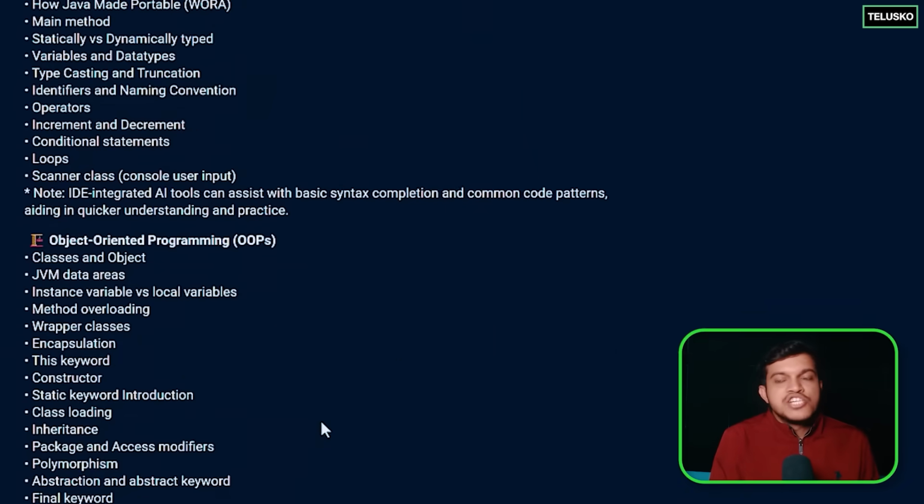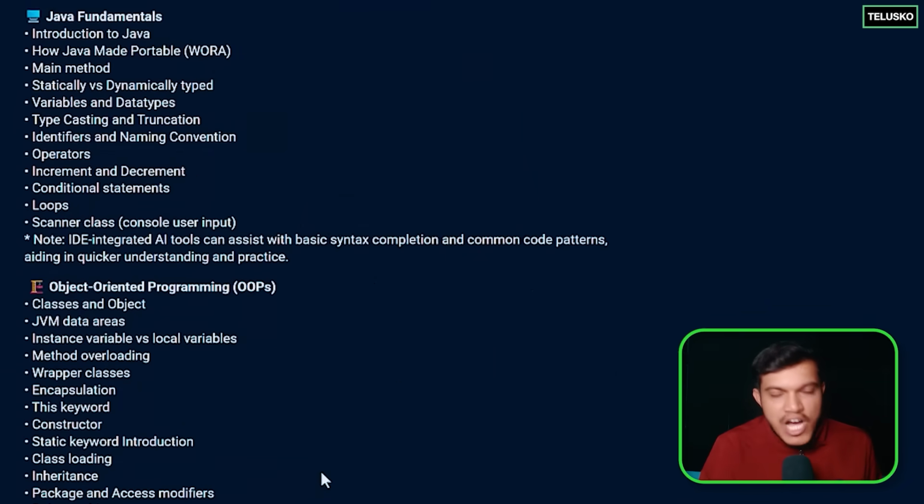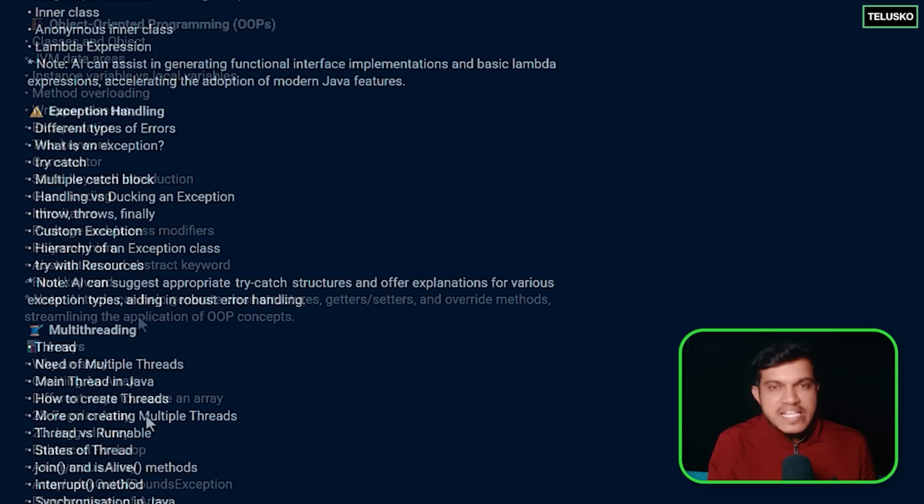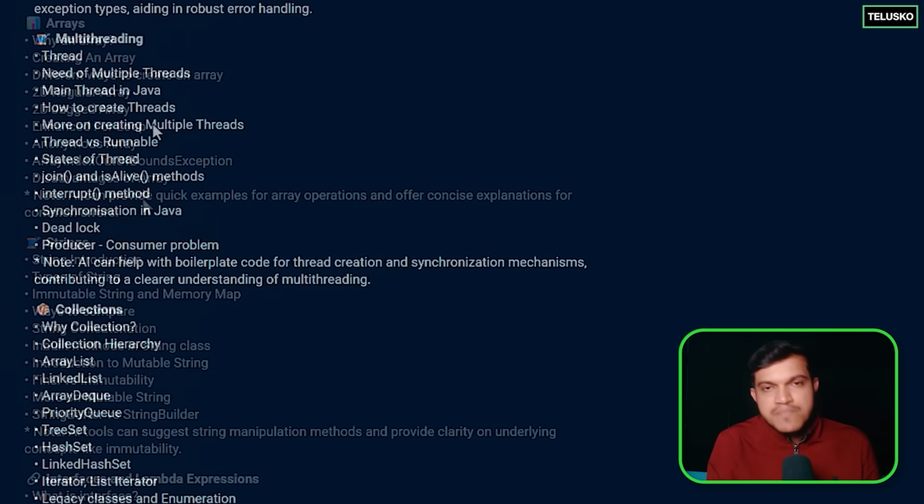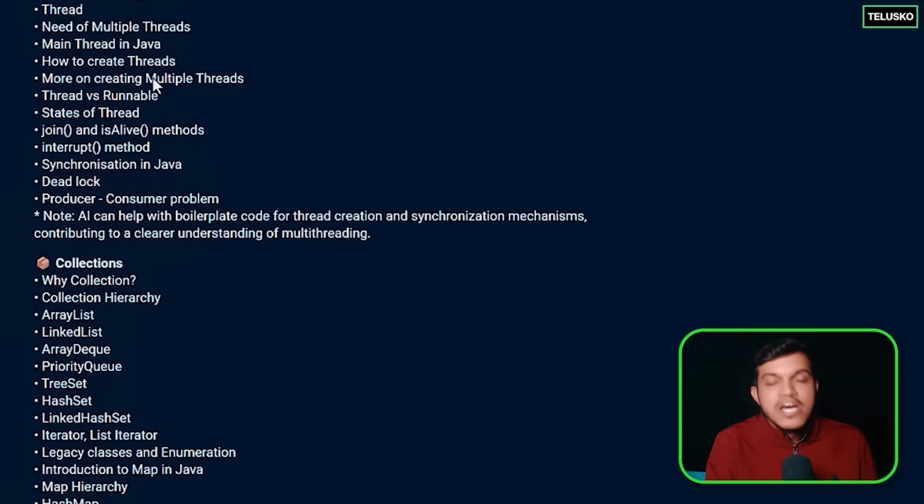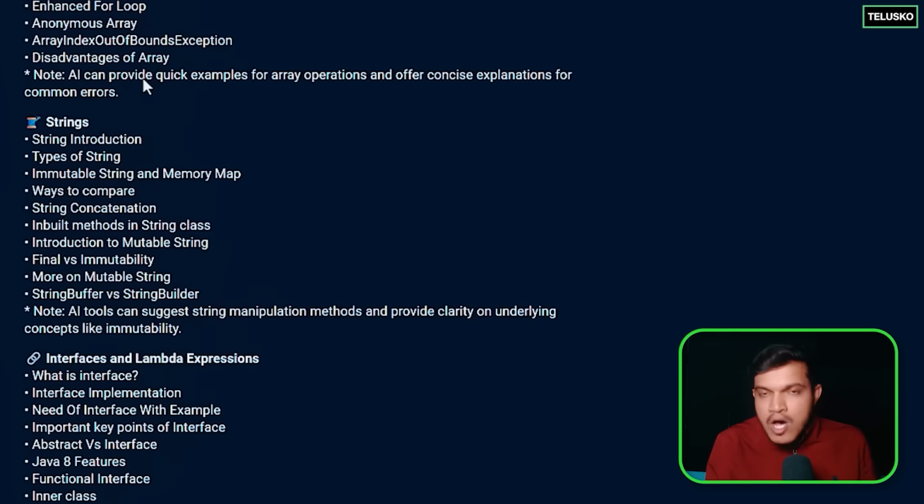Now, to start with, initially we will focus on the core part of Java, which is very, very, very crucial, right? We are going to start from absolute scratch, and we are going to cover all the core and important concepts of Java, from the OOPS concept to exception handling, arrays, strings, multi-threading, collections, map, stream API, lambdas, all the important key features.